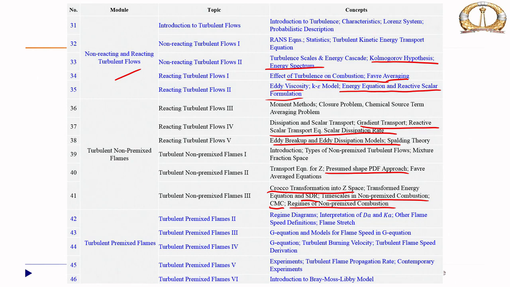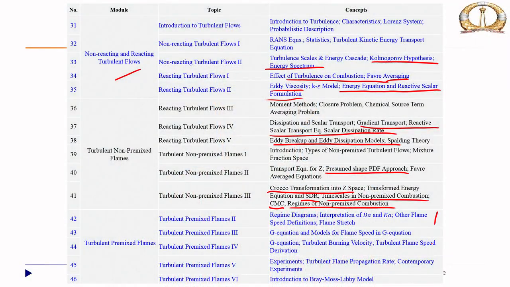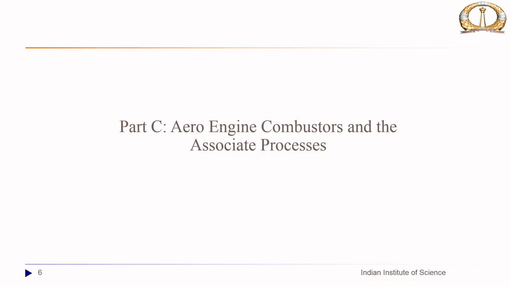So with that we went into turbulent premixed flames, where we discussed at length the concepts of regime diagrams, the interpretation of the Damköhler number, Karlovitz number, the other flame speeds and the flame stretch concepts. We showed the G equation and the models for flame speed in the G equation, and then we looked into the turbulent burning velocity and the turbulent flame speed derivation. We showed the experiments of turbulent flame propagation rate, contemporary experiments, and we finished it off with the Bray, Moss and Libby model. Now, this was the final part.